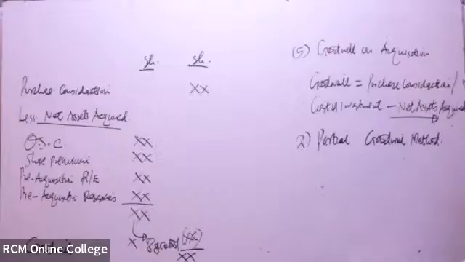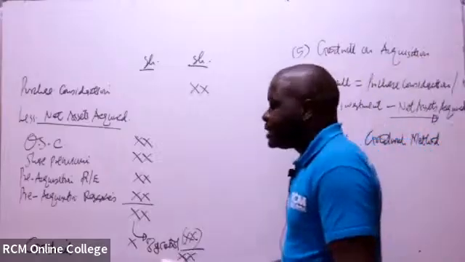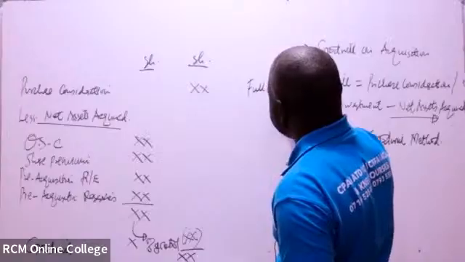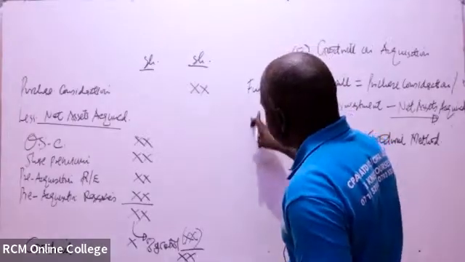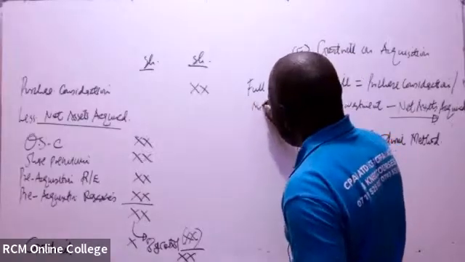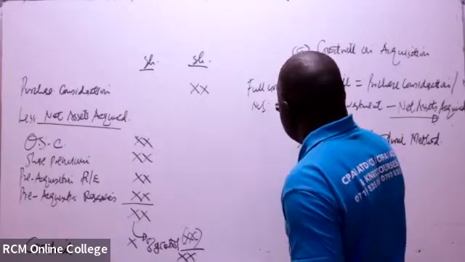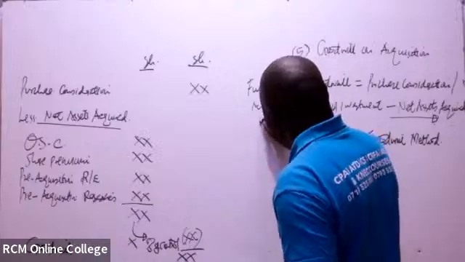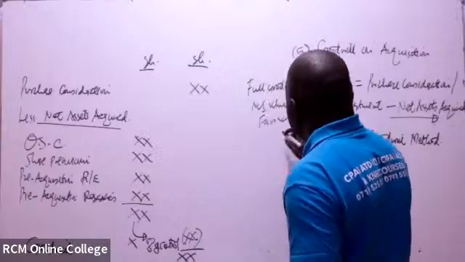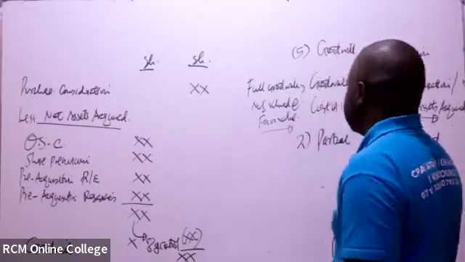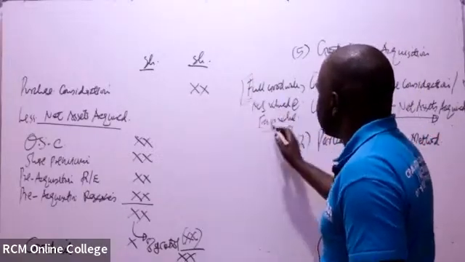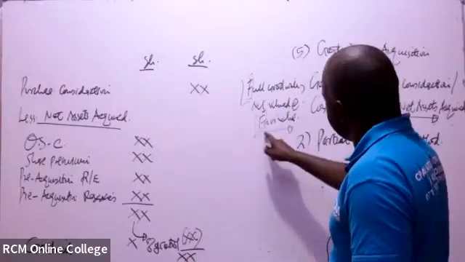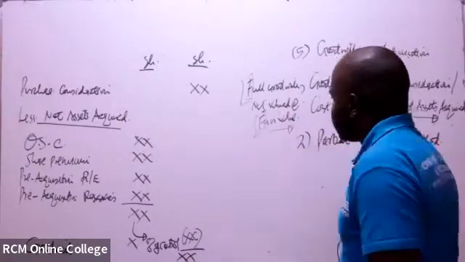If the examiner wants you to use the partial method, then in the additional information, remember for full goodwill, I've told you, you'll see the examiner saying NCI was measured at a fair value. When you see this statement, don't think twice. He wants you to use the full goodwill method. F, full, fair value. He wants you to use the full goodwill. Don't think twice.